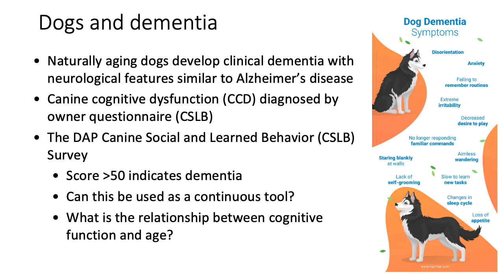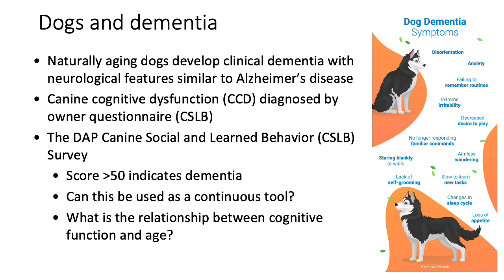But there's a whole body of literature, both for normative aging and for dementia models in mice, that rapamycin can improve outcomes. So we thought that it would be interesting to look at this in companion dogs again, because companion dogs do develop dementia. It's not Alzheimer's disease, but in some ways it looks like Alzheimer's disease. They do show some neuropathological hallmarks of Alzheimer's disease. And the cool thing is that this can be diagnosed by questionnaire.